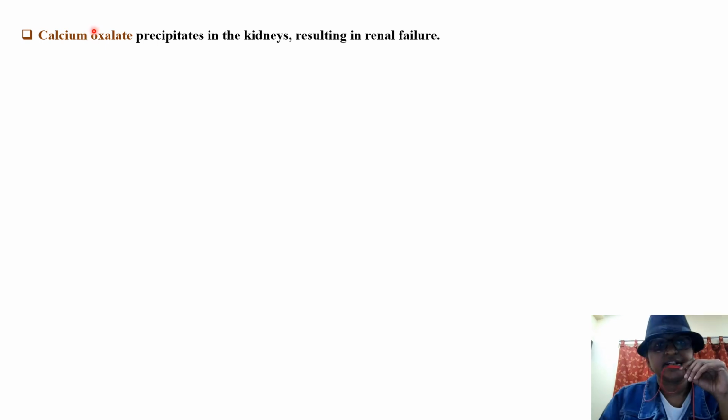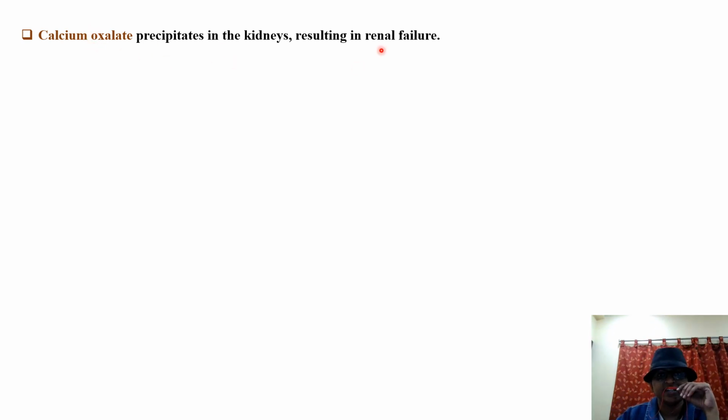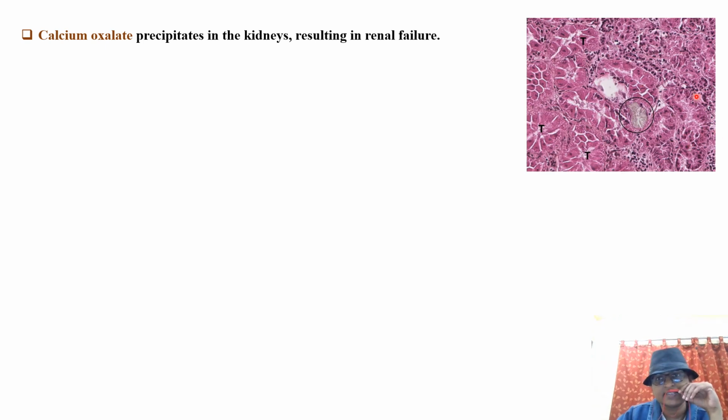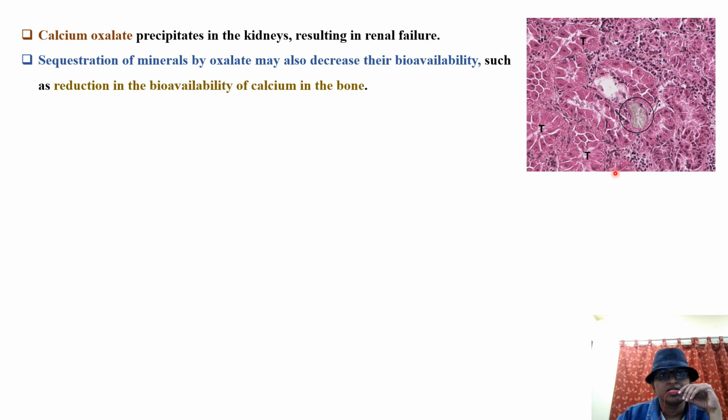So let's see what calcium oxalate is. Calcium oxalate precipitates in the kidney resulting in renal failure. This is the histopathological section of the kidney where you can see that the calcium oxalate is deposited in the tubules, the kidney tubules.